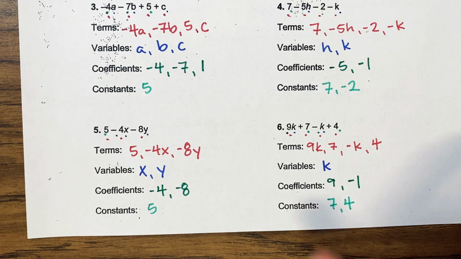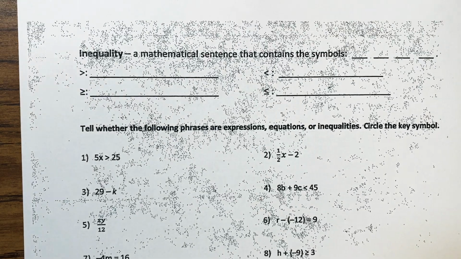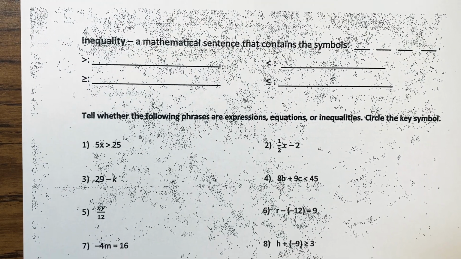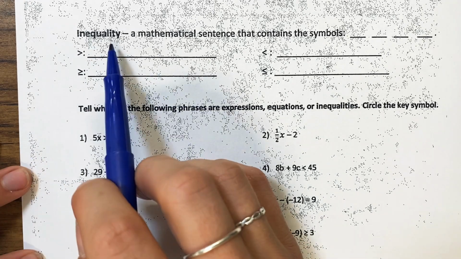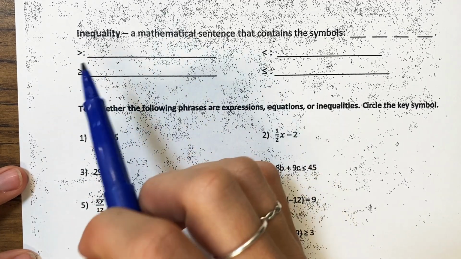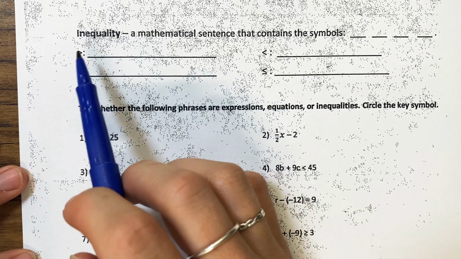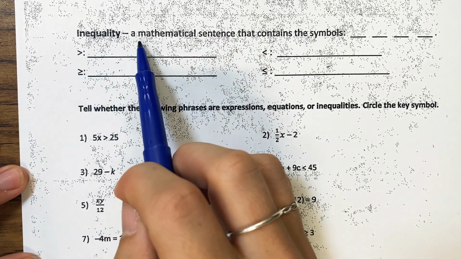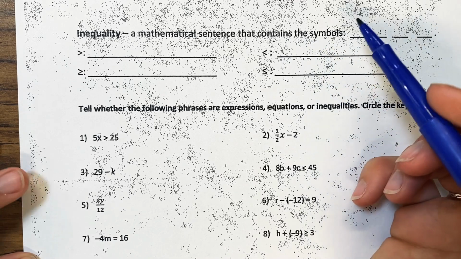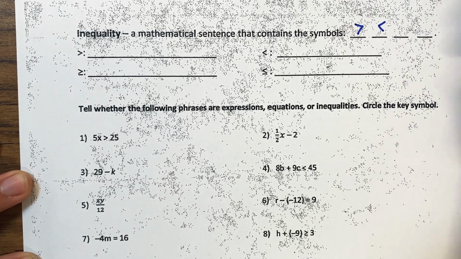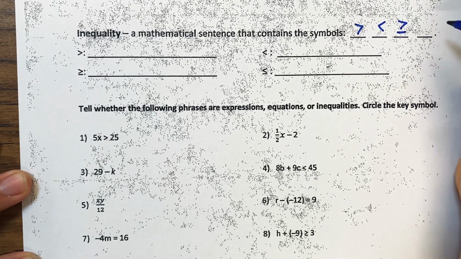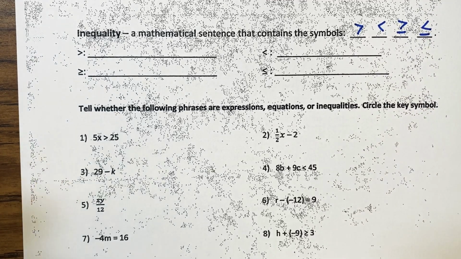Beautiful. Okay, let's go on to our second page of notes. Our last term that we need to identify, we talked about equations, we talked about expressions. Now we're talking about inequalities. Equations are where they're equal, right? Well, inequality means they are not equal. A mathematical sentence that contains the symbols greater than, less than, greater than or equal to, and less than or equal to.